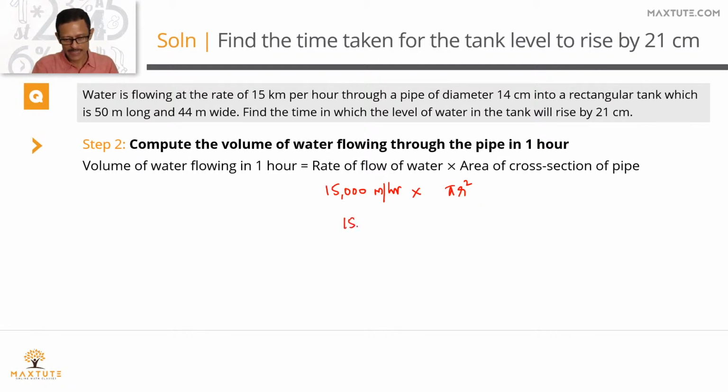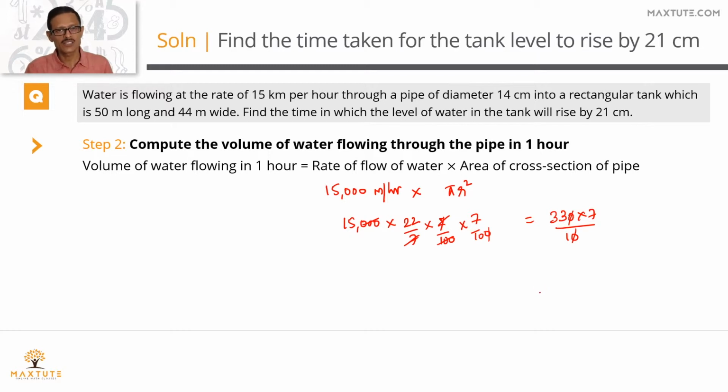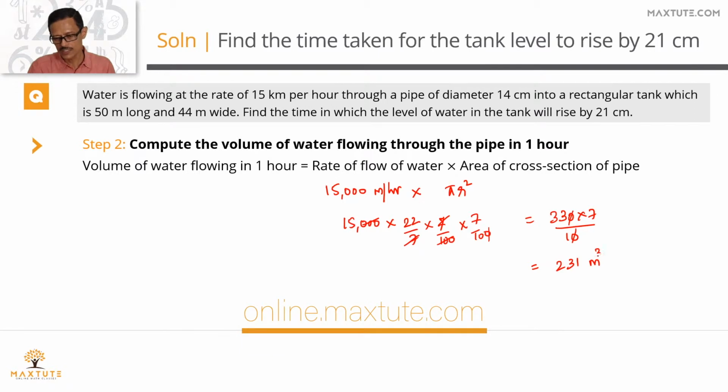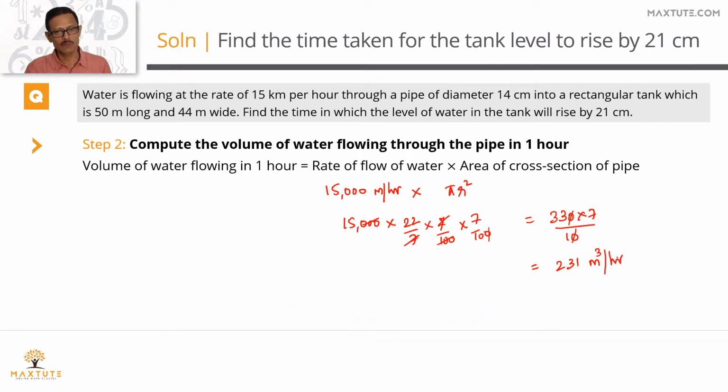So 15,000 meters per hour into 22 by 7, which is the value for pi, into r square. R is equal to 7 by 100, that is 7 centimeters, which is 7 by 100 meters, into 7 by 100. The 3 zeros here will cancel with 2 zeros here and 1 more zero here. Let's cancel the 7 with the 7 here. 15 into 22 is 330. So we have 330 into 7 divided by 10. These two will get cancelled to leave us with 33 into 7. 30 into 7 is 210 plus another 21. So the volume of water flowing through this pipe in 1 hour is equal to 231 meter cube of water per hour.